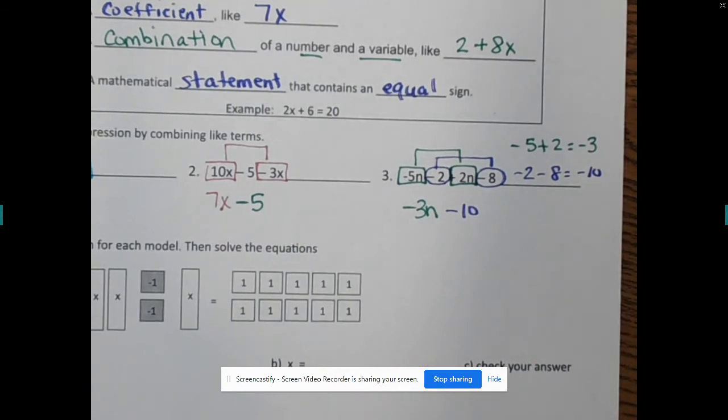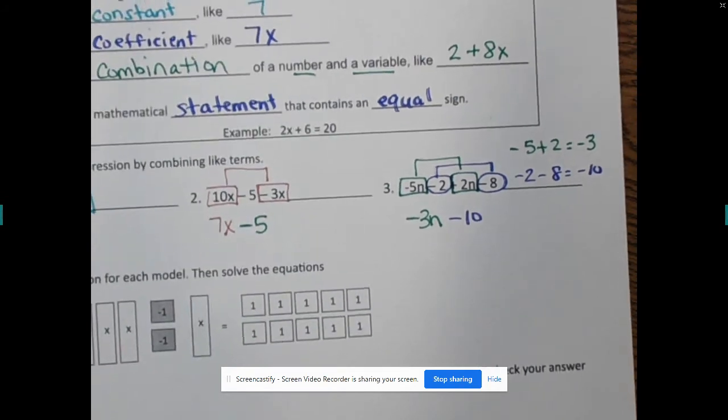Everybody okay with what we did? Is this hard? No. Okay. Very, very easy. We're just combining stuff to make it easier for us because otherwise you would have to do a lot of subtracting. So now we're going to combine this with what we did all last year and what we did last week.